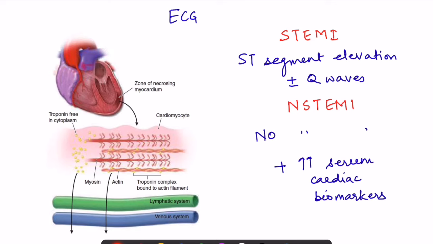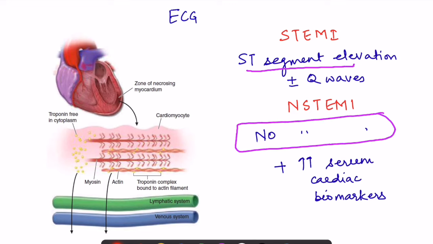Now, if we do ECG, then if it is a transmural infarct, then we will see ST segment elevation with plus or minus Q waves. If it is a subendocardial infarct, then we won't see any ST segment elevation. Important, okay? So, in these cases, we have to go for checking the serum cardiac biomarkers, and if with these clinical features there is elevation of serum cardiac biomarkers, then the diagnosis of non-ST segment elevation MI is confirmed, that is subendocardial infarction is there, okay?